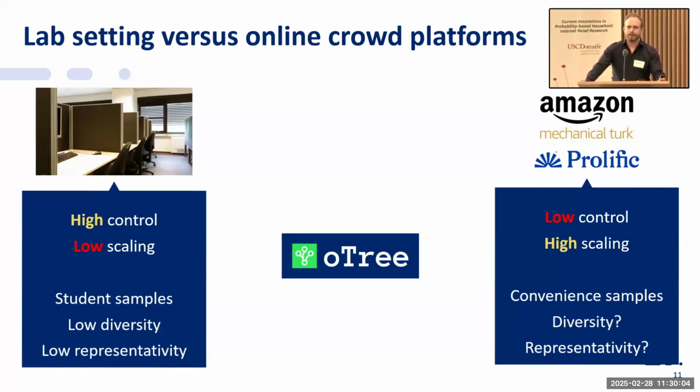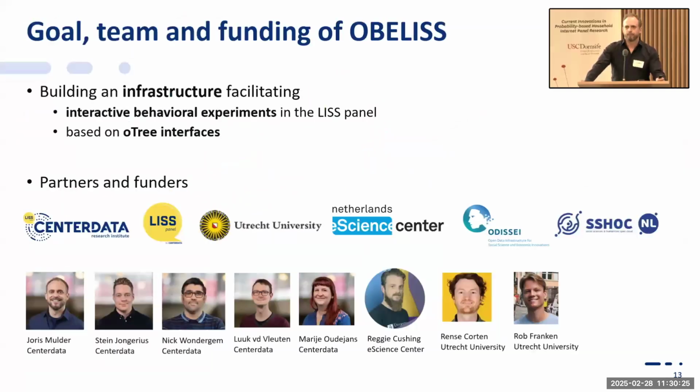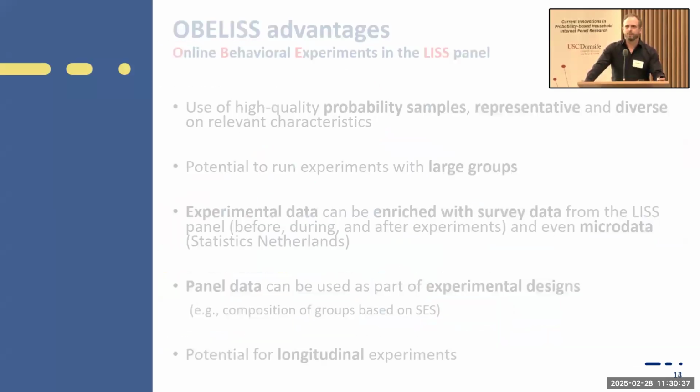Both are not perfect, and that's why we started the OBELISK project, which stands for Online Behavioral Experiments in the LISS panel. We try to offer the best of both worlds because we have the probability sample, we know who the respondents are, so you have high scaling and also high control of your experimental groups. So this is the goal, building an infrastructure facilitating this. We have a lot of partners and funders and quite a big team working on these experiments.